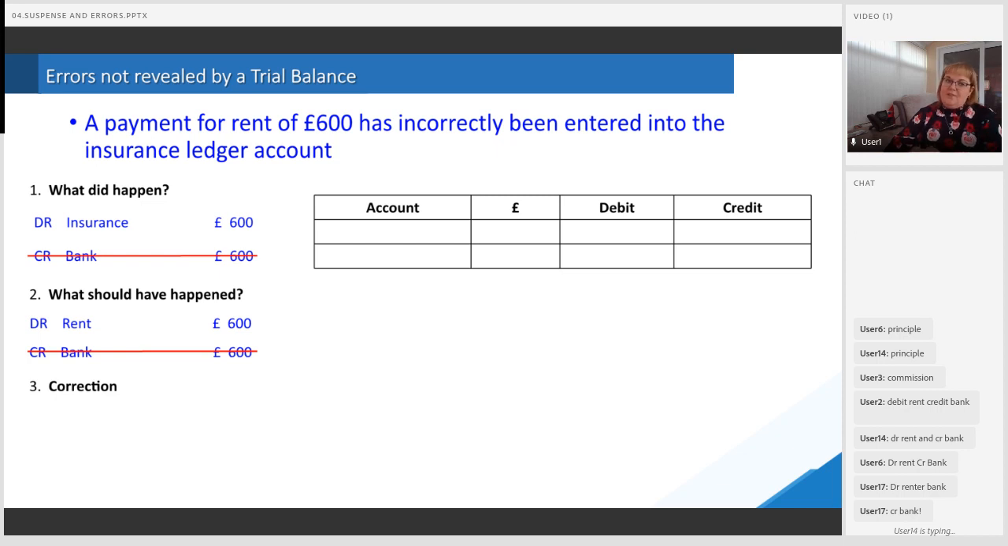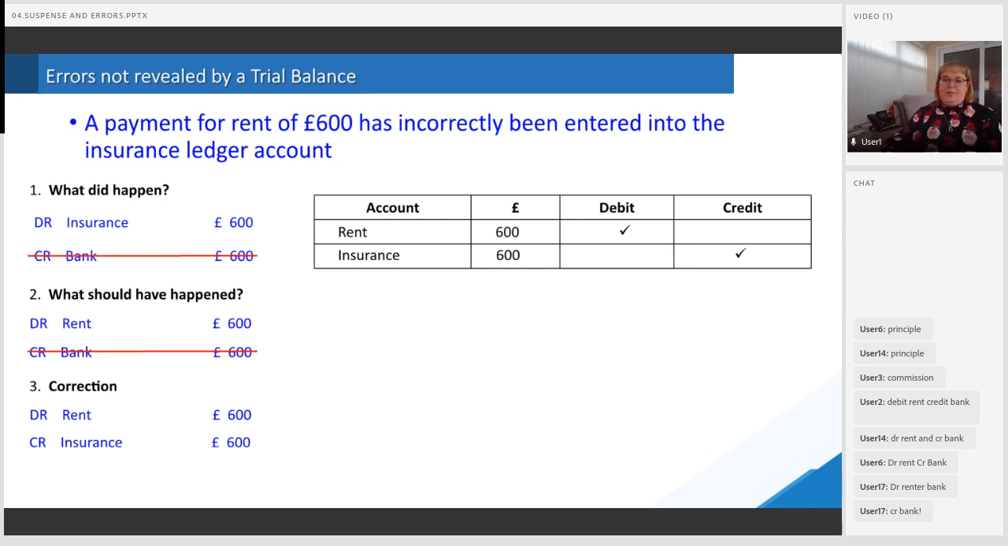I should have debited rent, and I need to do that. And in doing so, I need to credit insurance to remove the incorrect entry. So debit rent, credit insurance. And that's all I've got to do. I've just got to make sure I understand what did happen, what should have happened, and then I've got a correction.